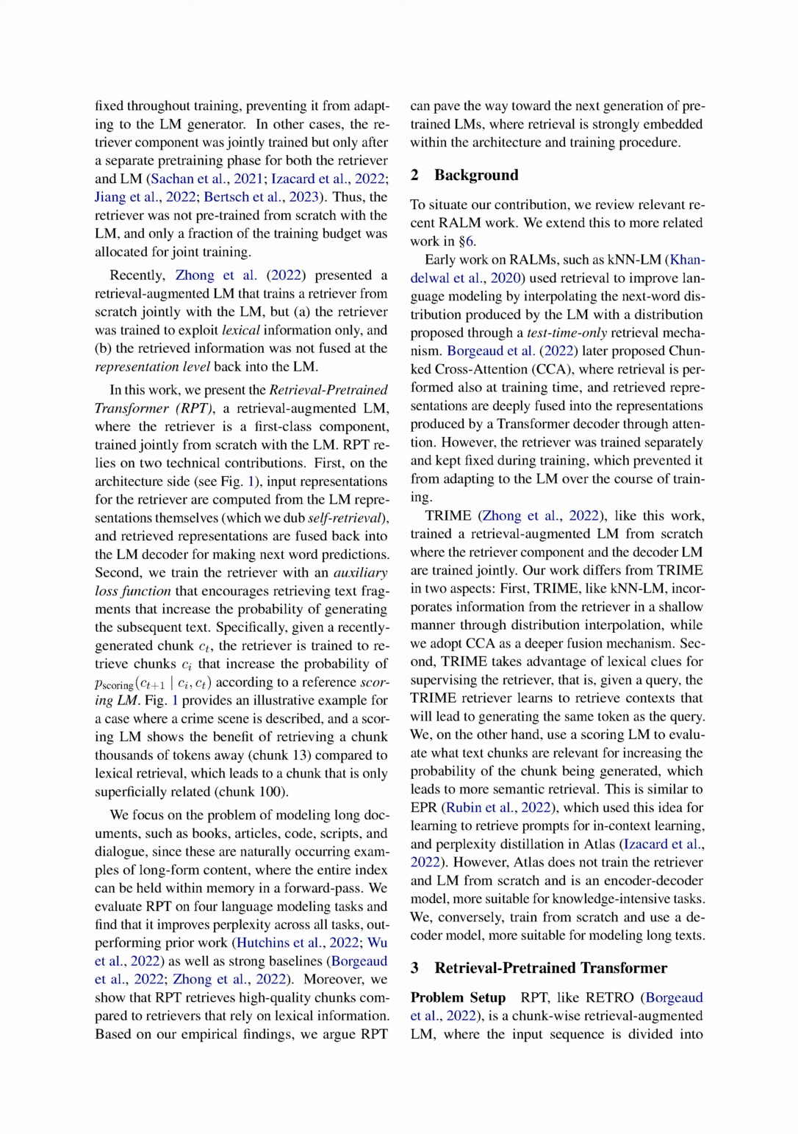Unlike Atlas, we train our model from scratch and use a decoder model, which is more suitable for handling long texts. Section Summary. The section reviews recent work on Retrieval-Augmented Language Models, RALMs, starting with KNNLM and extending to Chunked Cross-Attention, CCA, and TRIME. While TRIME and this work both train the retriever and decoder LM jointly, this work differs in its use of a scoring LM to evaluate relevant text chunks for retrieval, leading to more semantic retrieval, and in its use of CCA as a deeper fusion mechanism.